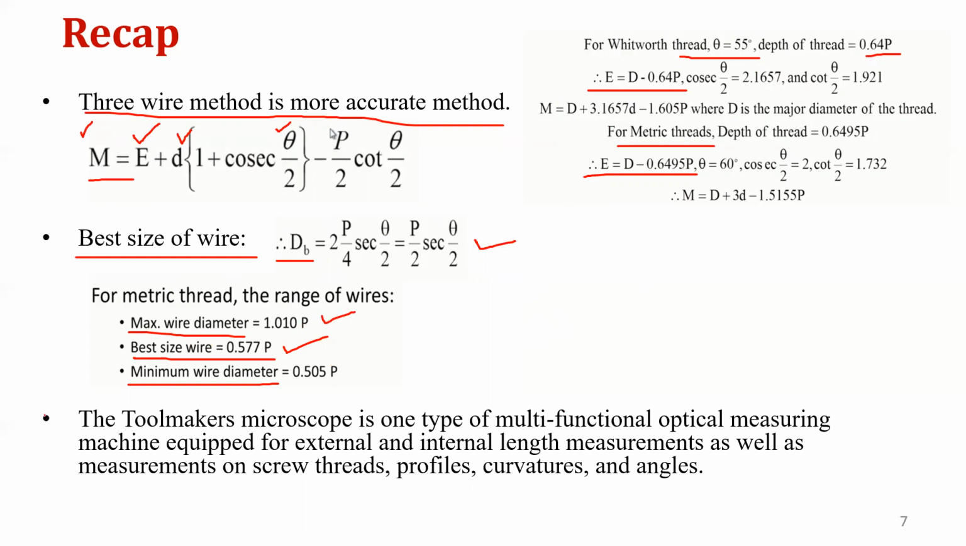And also we discussed the toolmaker's microscope. It is one type of multifunctional optical measuring machine equipped for external and internal length measurements, as well as measurements on screw threads, profiles, curvatures, and angles.